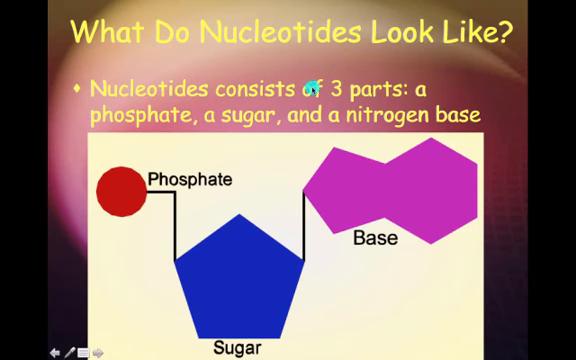Nucleotides consist of 3 parts. They consist of a phosphate, a sugar, and a nitrogen base. Now, depending on the type of nucleotide that you have, the phosphate's always going to be a phosphate group, but the sugar and the base may change. In DNA, for example, the sugar is deoxyribose, and the bases can be either A, T, C, or G, which we'll be talking about later in the slideshow. So these are the building blocks of a nucleic acid. When you bond a bunch of these together in long chains, you end up with a nucleic acid.